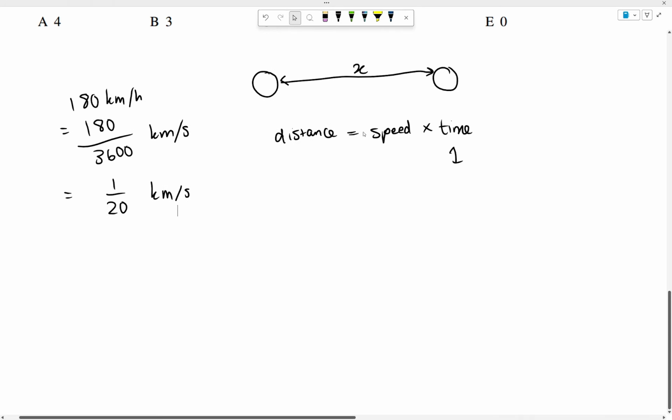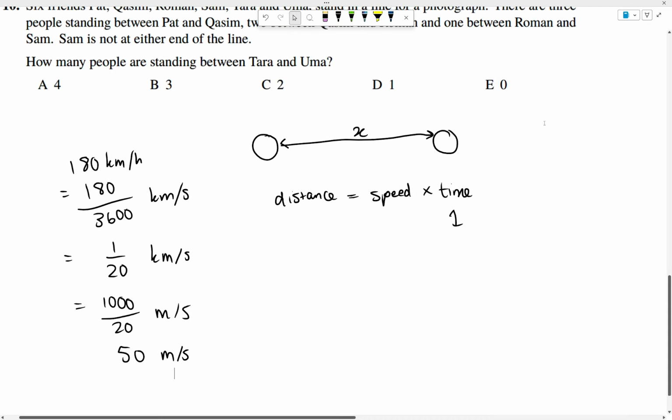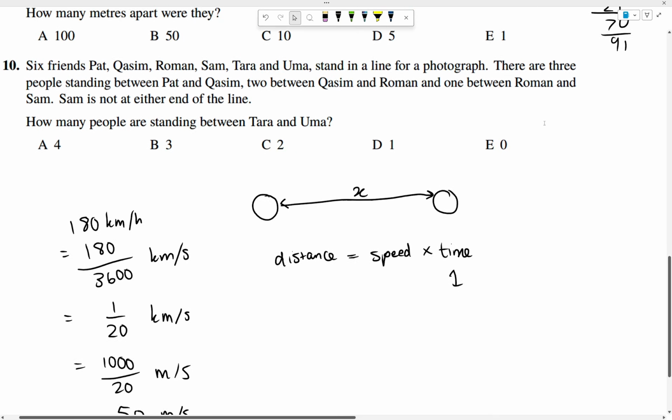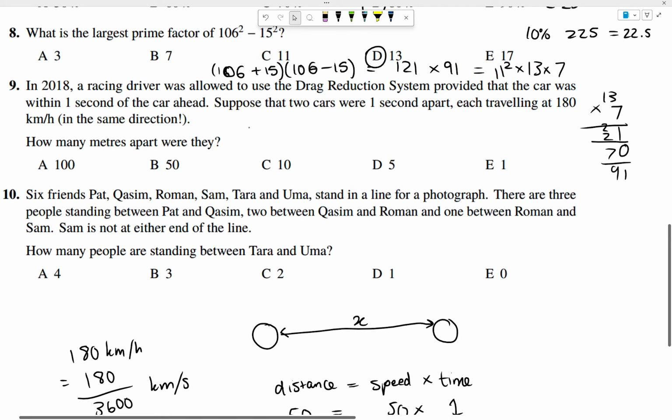And then to convert to meters per second, that would be multiplying by 1,000, and that is 50 meters per second, which seems reasonable. So we can substitute in 50 here to get that the distance between them is 50, which is B.